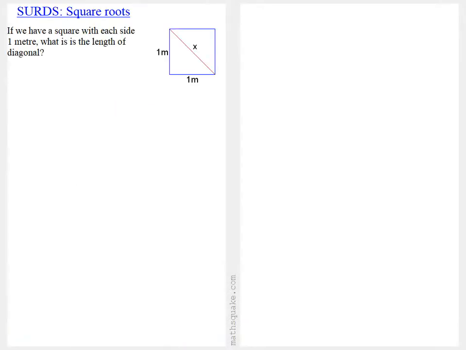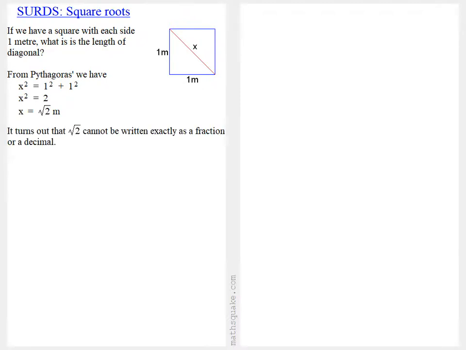Surds and square roots. If we have a square with each side 1 meter, what is the length of the diagonal? Well, we can work that out using Pythagoras' theorem. We have a right angle triangle, so x squared equals 1 squared plus 1 squared. So x squared is equal to 2, or taking the square root of both sides, x is equal to the square root of 2.